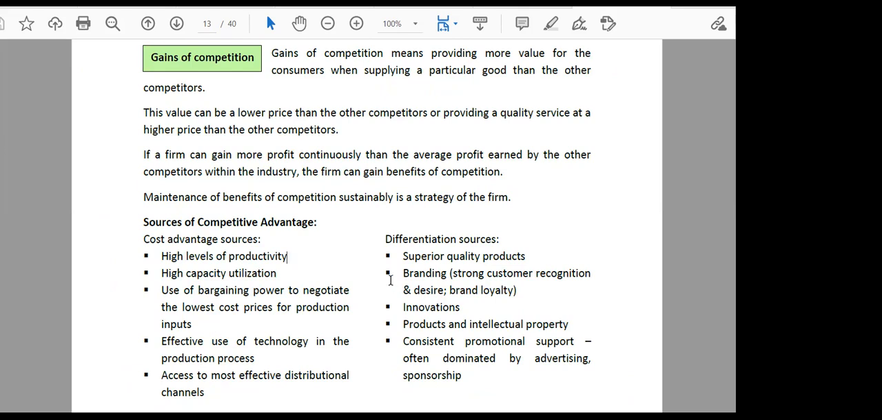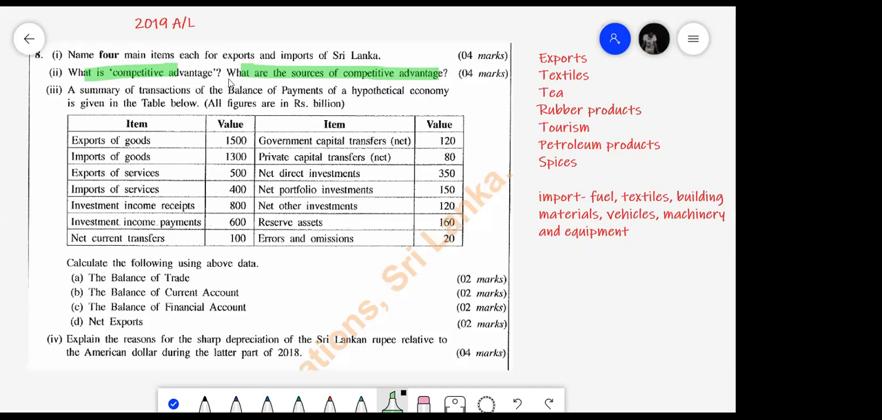Import bans and stuff can be tested, because why? Those imports of vehicles and all were banned because our foreign reserves were falling, right? I'm hoping you were there last class and I explained that story. I did not go into very much depth, but that foreign reserve story, please go through, because it can be tested. Okay, done. So that is competitive advantage and the sources.